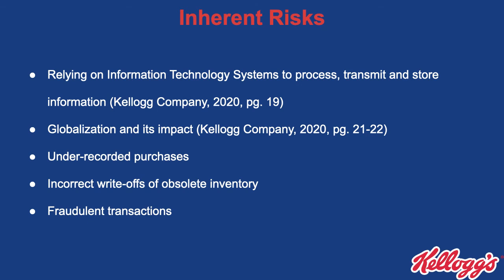Secondly, globalization and its impact. Approximately 42% of Kellogg's 2019 net sales were outside of the US, and they manufacture the product in 21 countries and operate in more than 180 countries. I don't know about you, but that is a lot. It's too much. And so it will have impact, right? You're going to have issues with compliance with the US anti-corruption laws, anti-bribery, because you're working in different countries with different rules, different culture values, and different laws.